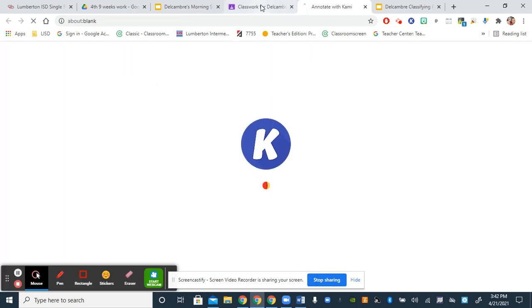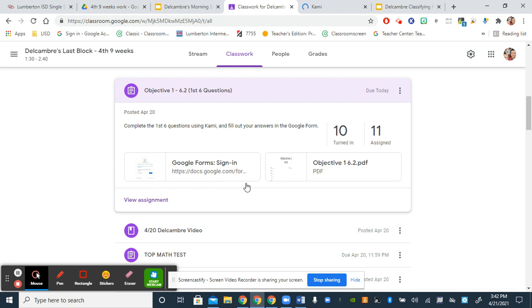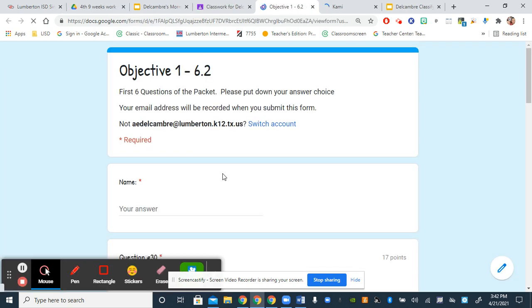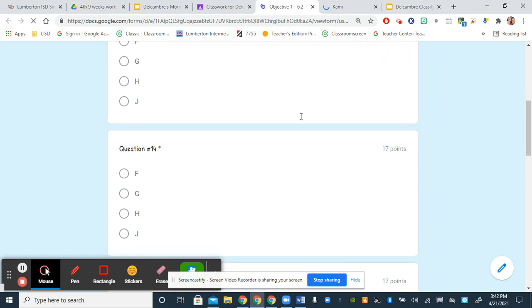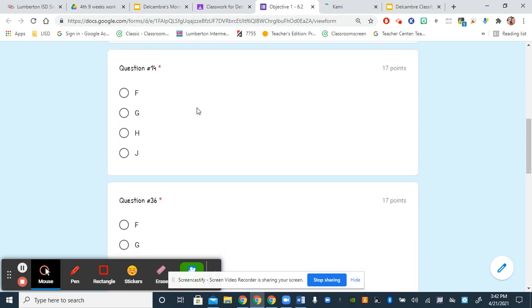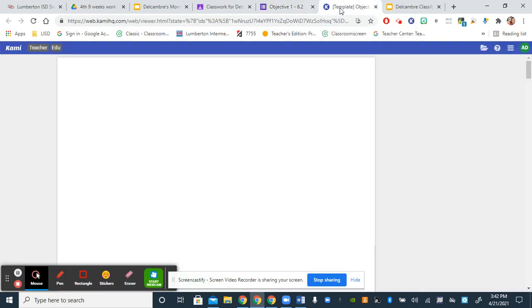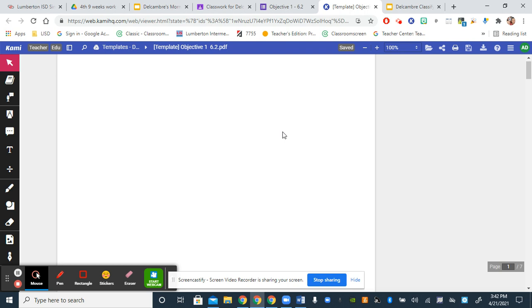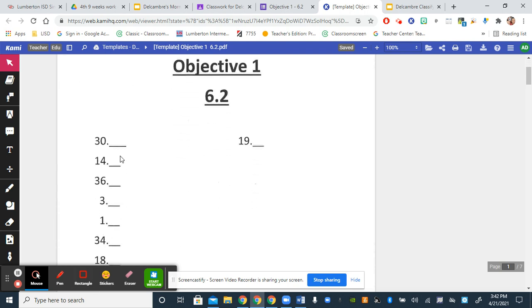Okay, I'm going to come over here, go back, and then go to the Google Forms. All right, and here's why. Because the Google Forms, I couldn't import the questions real well, so it just says question number 36, question number 14. And if you look at the Cami that's being pulled up, it's the first 6 questions. So it's 30, 14, 36, 3, 1, and 34.